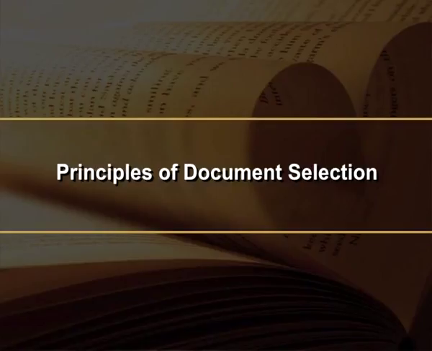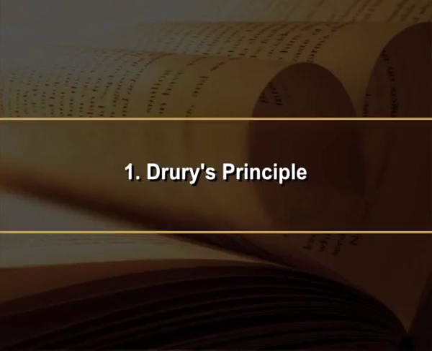Principles of document selection. Library professionals out of their experience have evolved a number of principles over a period of time. Though they are evolved in the context of book selection, they are equally applicable to the selection of all types of documents. A few of the principles are given below. The first principle is Drury's principle.